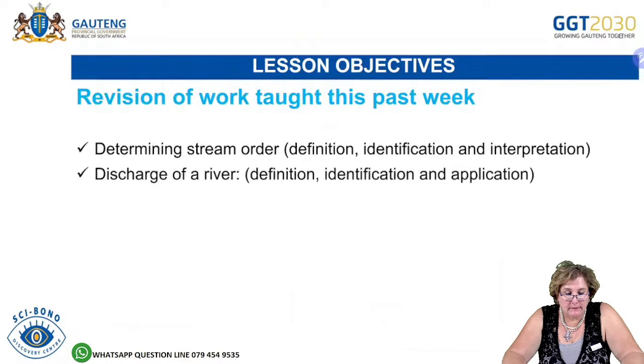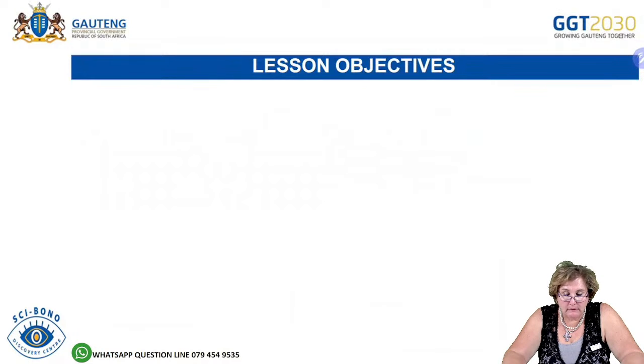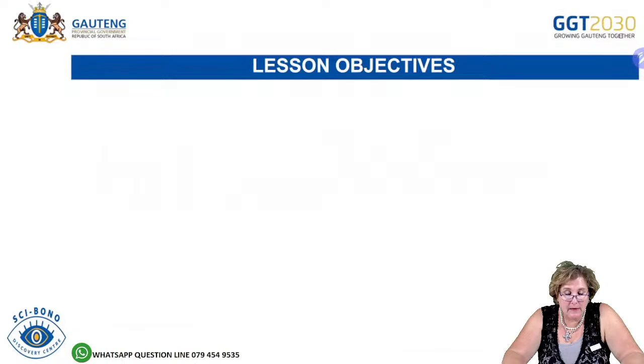We're going to look at the discharge of a river, the definition, identification and application. We're going to look at laminar flow and turbulent flow. We are going to look at how it looks, identify and where does it occur.